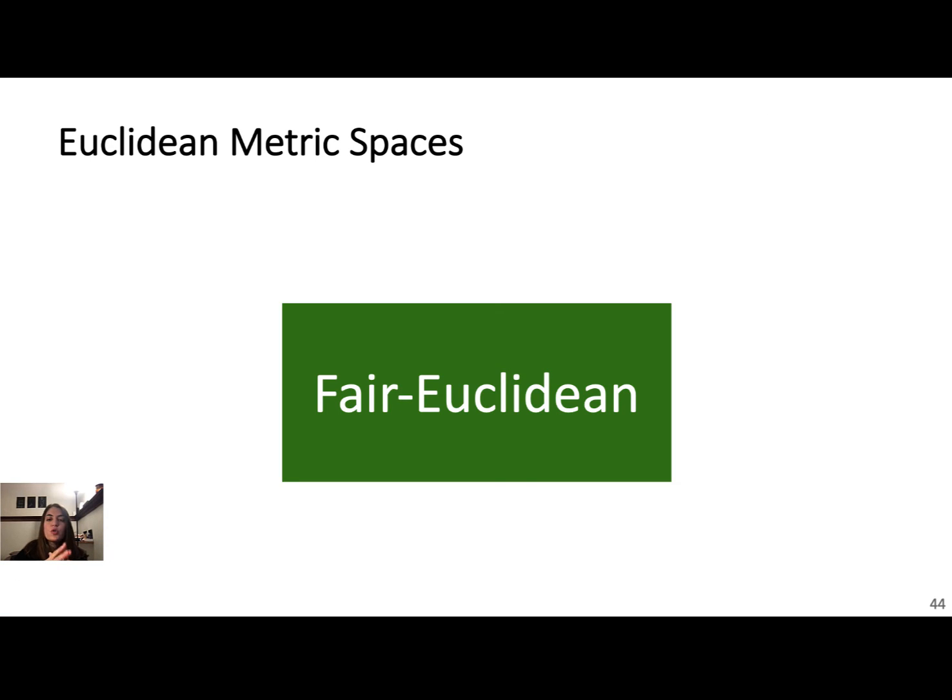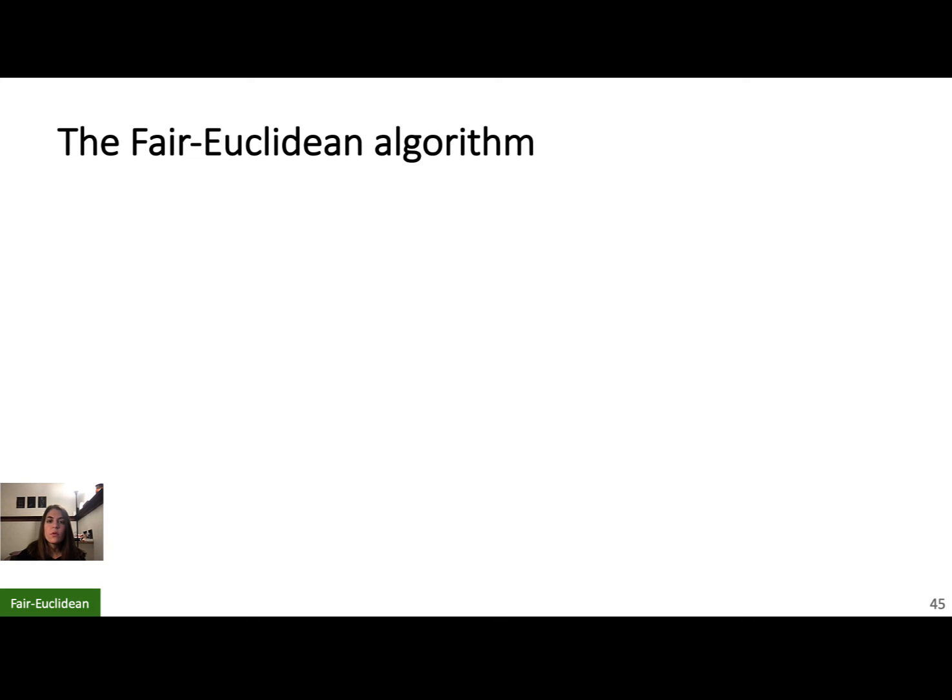Let's now move on to the case of Euclidean metric spaces and discuss the fair Euclidean algorithm. Specifically, we focus on spaces with dimension at least equal to 2.